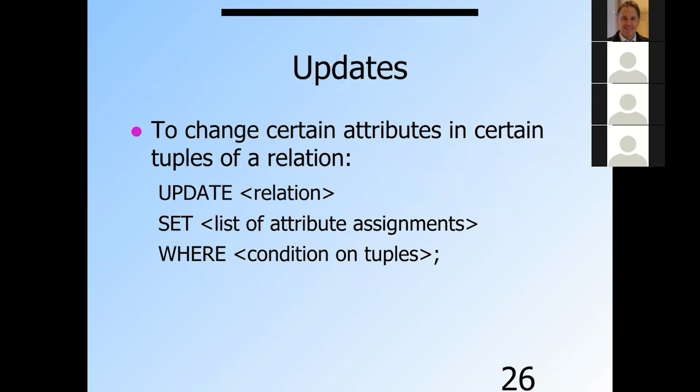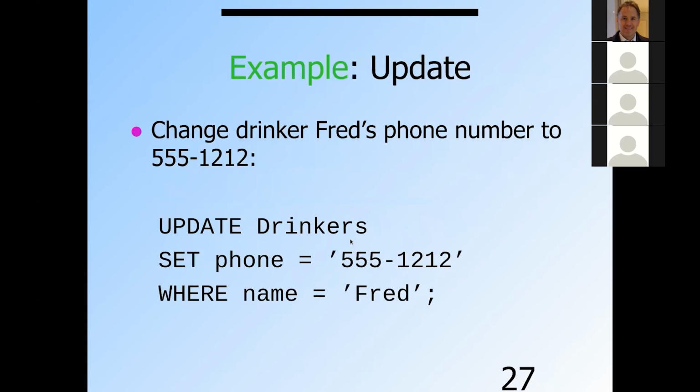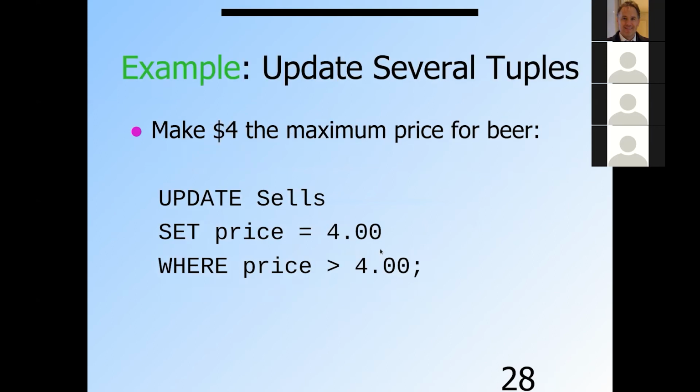All right, so now updates is the last thing. This gives us the full CRUD capability: create, update, and delete. For the update part, you name update and the relation, then you say set, then the list of assignments, and then a condition. So for the drinkers named Fred, we can set the phone number to that particular phone number. That's how updates work. You can update many tuples at once. And that reaches the end of that.